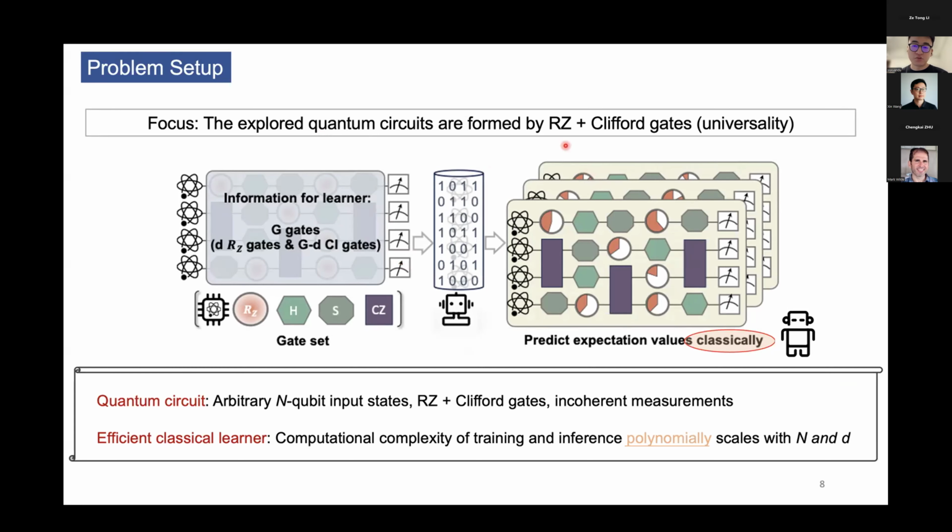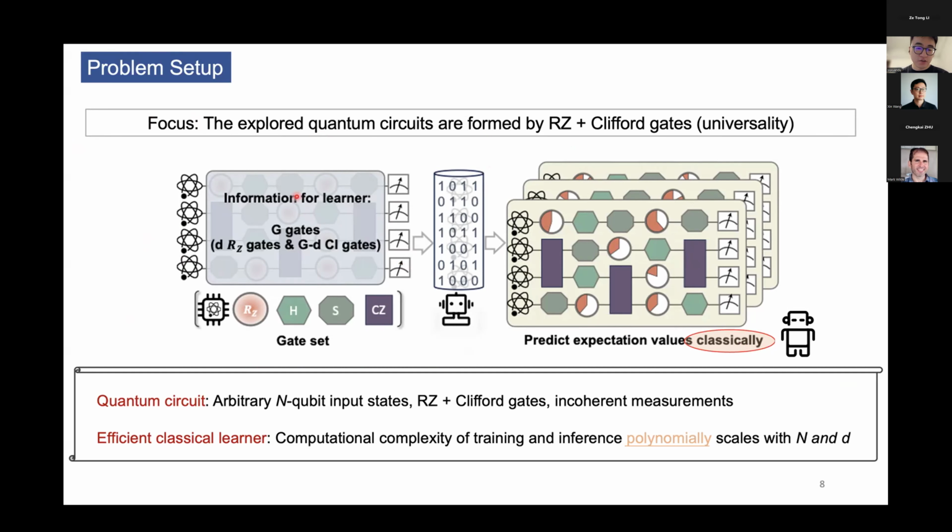These two sets of gates are actually universal, right? You can decompose any given quantum circuit into rotational Z gates and Clifford gates. And the learning procedure or learning objective is shown in this picture. At the beginning, the learner, I mean the classical learner, doesn't know the layout of the quantum circuits.